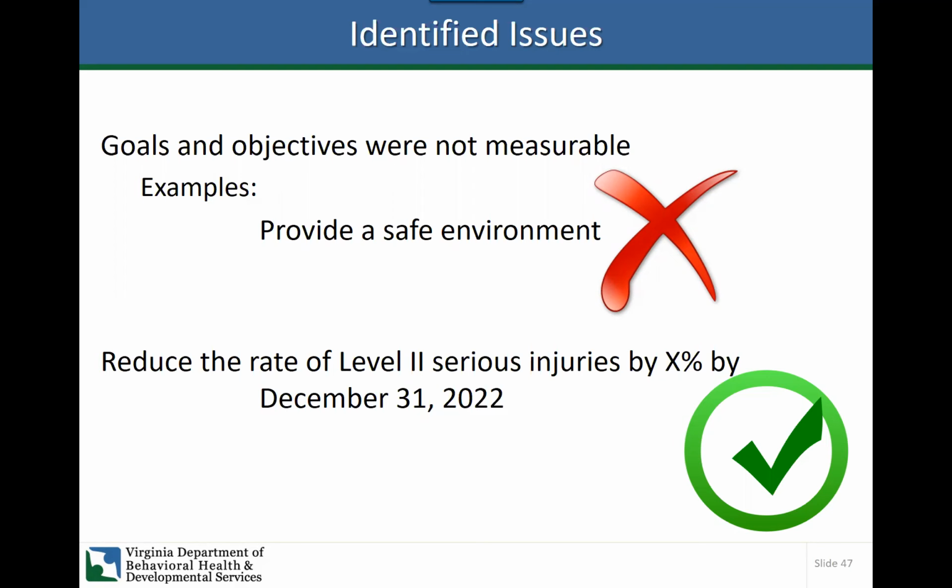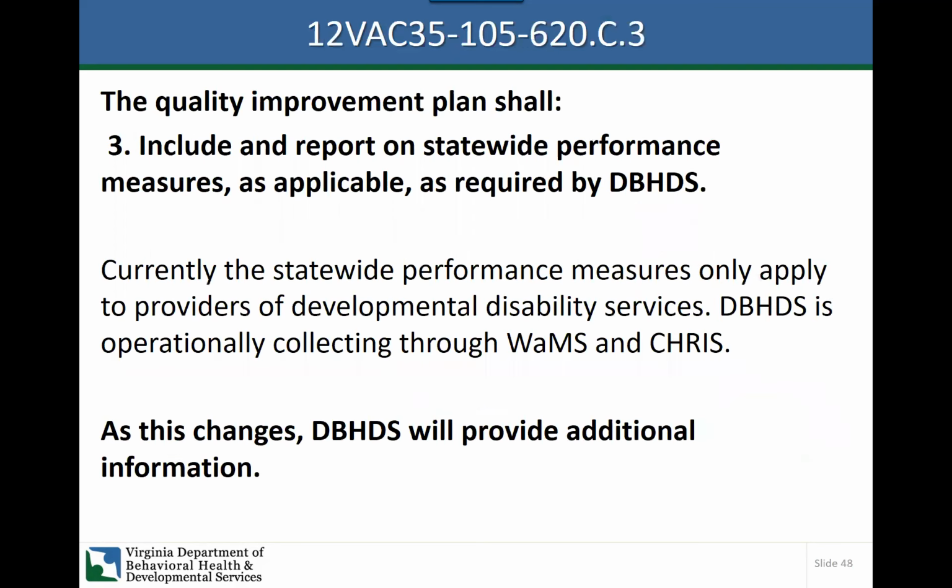So we move to the next slide, which is 620C3, and that is that the quality improvement plan shall include and report on statewide performance measures as required by DBHDS. This regulation was non-determined this year because we said that this would only apply to providers of developmental disability services, and that we were going to operationally collect through WAMS and CRIS. As this changes in the coming years, we will provide additional information and people will be informed of it accordingly.